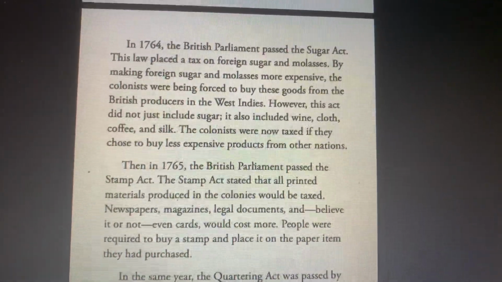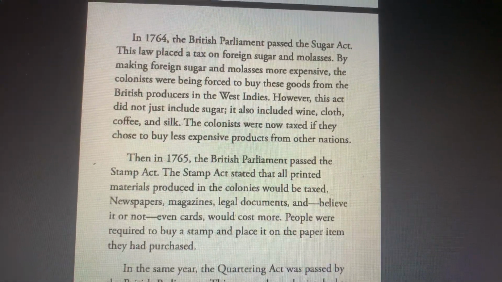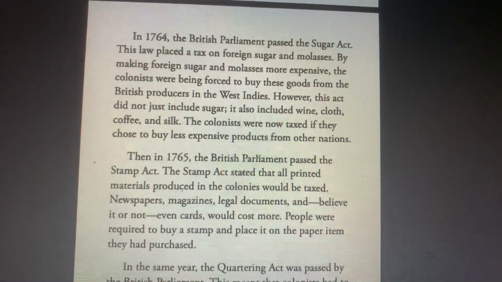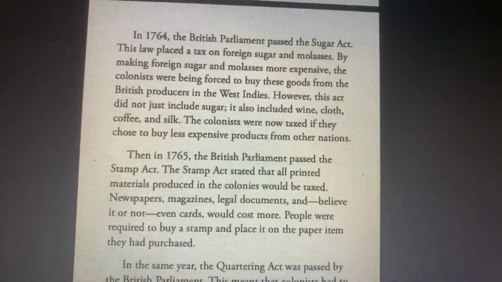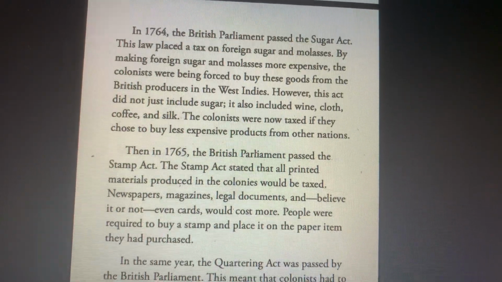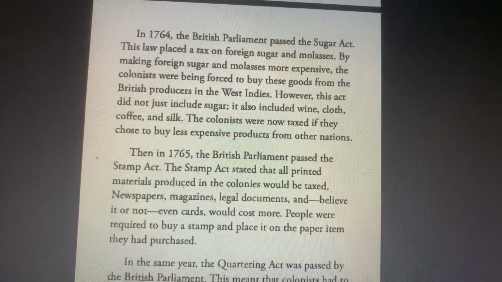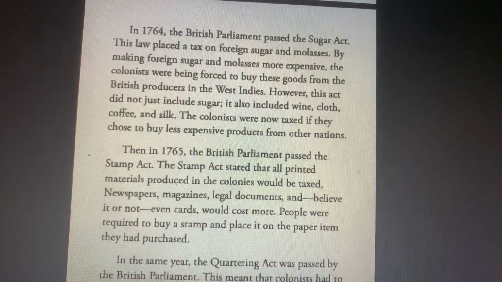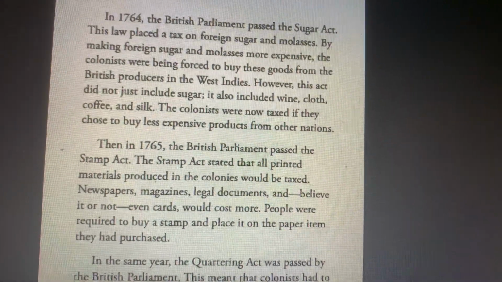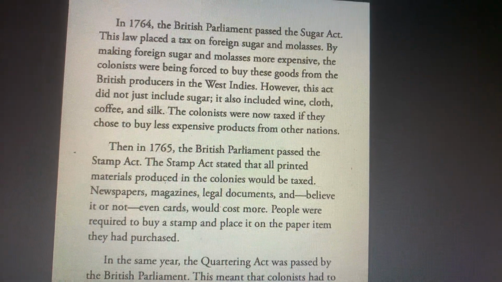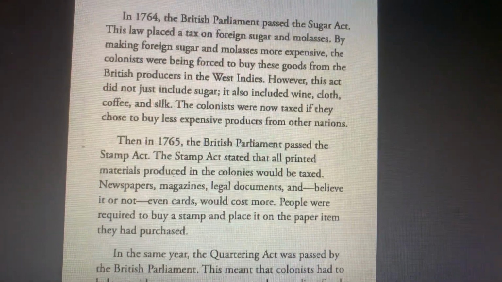In 1764, the British Parliament passed the Sugar Act. This law placed a tax on foreign sugar and molasses. By making foreign sugar and molasses more expensive, the colonists were being forced to buy these goods from the British producers in the West Indies. However, this act did not just include sugar. It also included wine, cloth, coffee, and silk. The colonists were now taxed if they chose to buy less expensive products from other nations.